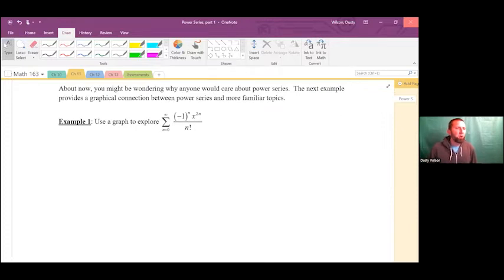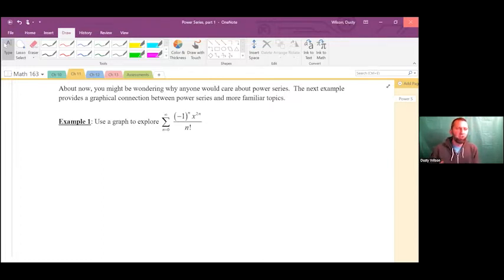1 over n plus 1, that would be our Cn. About now, you might be wondering why anyone would care about power series. So I hope this next example provides a little bit of a graphical connection between power series and more familiar topics. And it's going to require playing around with our Texan friend. So example 1, I want to use a graph to explore the sum from n equals 0 to infinity of -1 to the n times x to the 2n over n factorial.